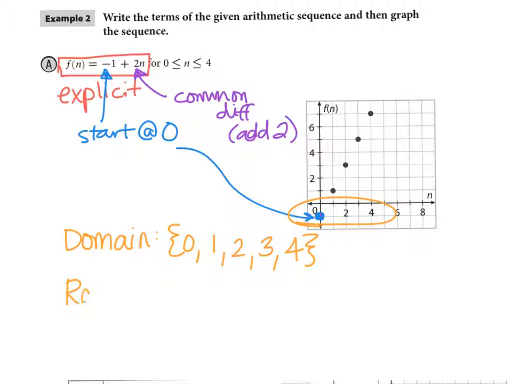And then my range is just what the terms are. So here my terms were negative 1, 1, 3, 5, and 7. If you're kind of pushing all of these to the y-axis, you can figure out what your range is. Hopefully that makes even a little more sense with domain and range.